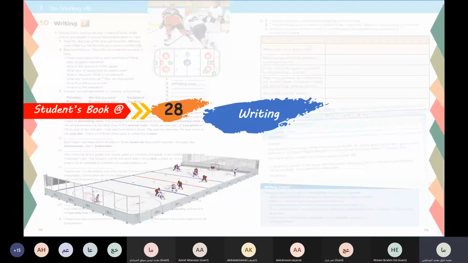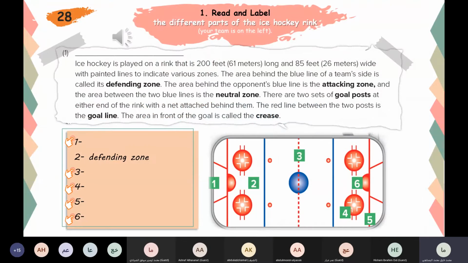Look at your books on page 28. Now here we are going to listen to the first paragraph in order to know the different parts of the ice hockey rink. Just listen. If there is no audio, just tell me, okay?